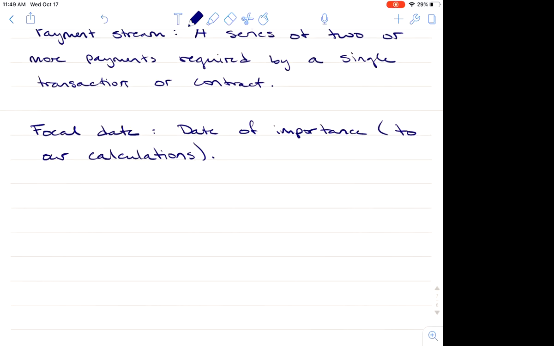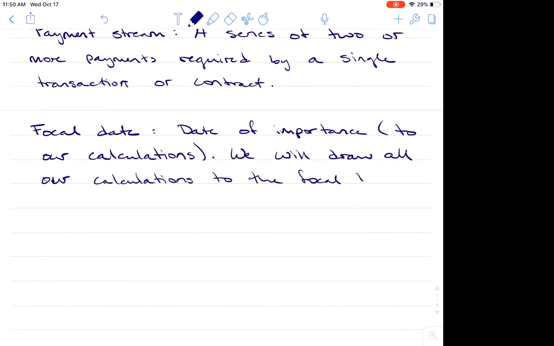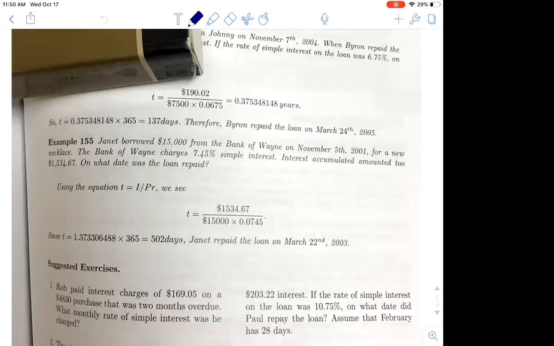Okay. We will draw all our calculations to the focal date. Let's do an example. So example 159.